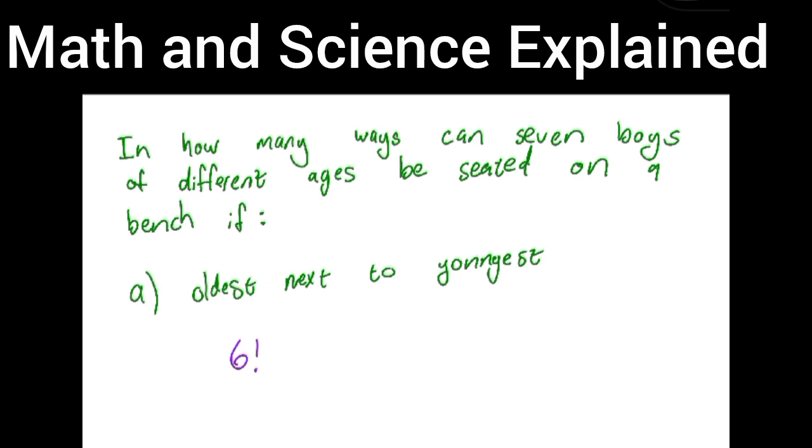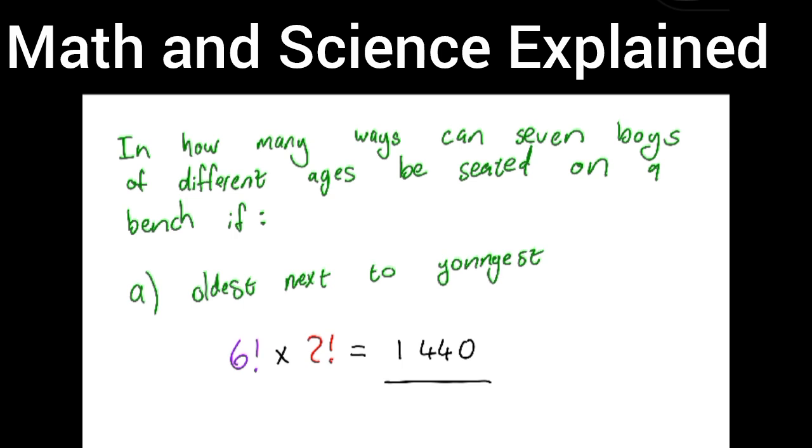But now let's think about this. For every arrangement where the oldest and the youngest boys are sitting together, surely we can swap them around. In other words, there are 2 different combinations in which the oldest boy can sit next to the youngest boy. So we multiply that by 2 factorial, because 2 of them can still be independently sorted. And so there's 6 factorial times 2 factorial different ways. If you put that into your calculator, that's going to be 1,440 different combinations.